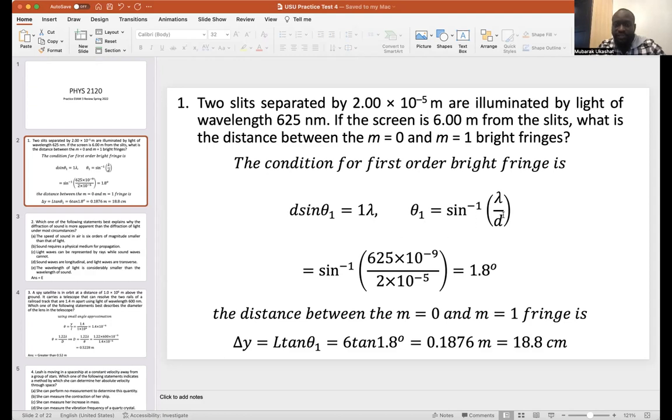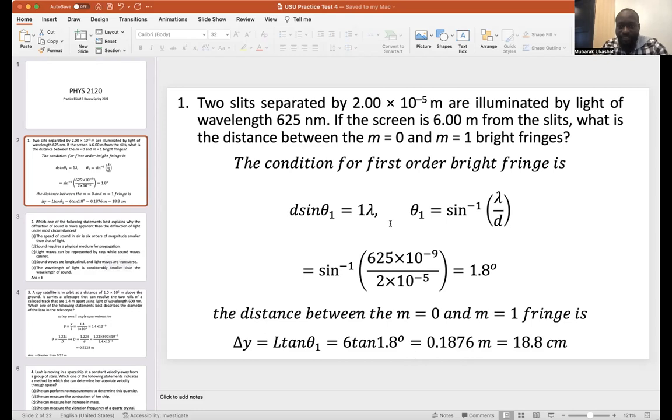So theta 1 is sine inverse of lambda over d. So sine inverse of lambda, the wavelength, which is given 625 nanometers, you convert to SI units, times 10 to the minus 9, divided by the slit distance d, the 2 times 10 to the minus 5, the separation of the slit. So that gives us theta 1. So the distance between the m equals 0 and m equals 1 fringe is going to be L tan theta, which is 6, the screen, tan the theta you just got, tan 1.8 degrees, and that gives us this 18.8 centimeter answer here. Okay.